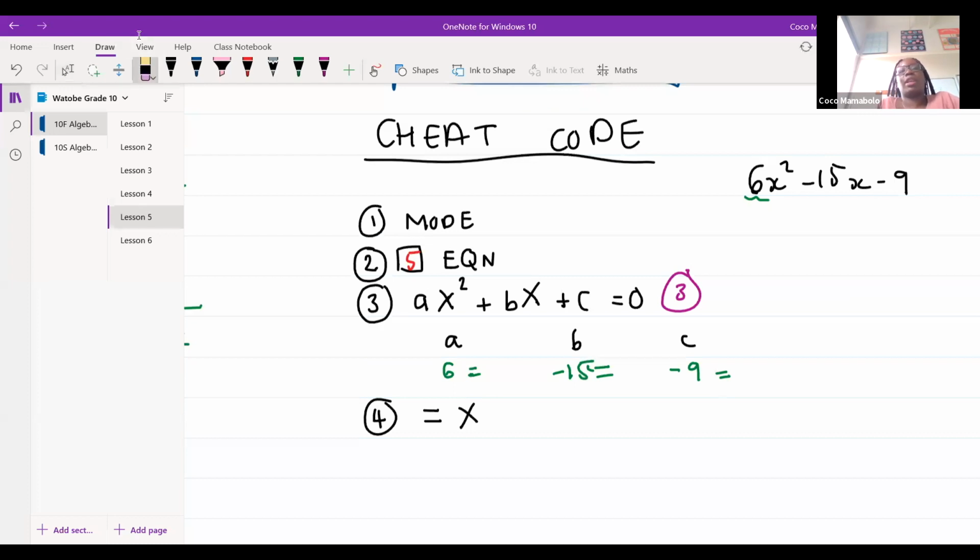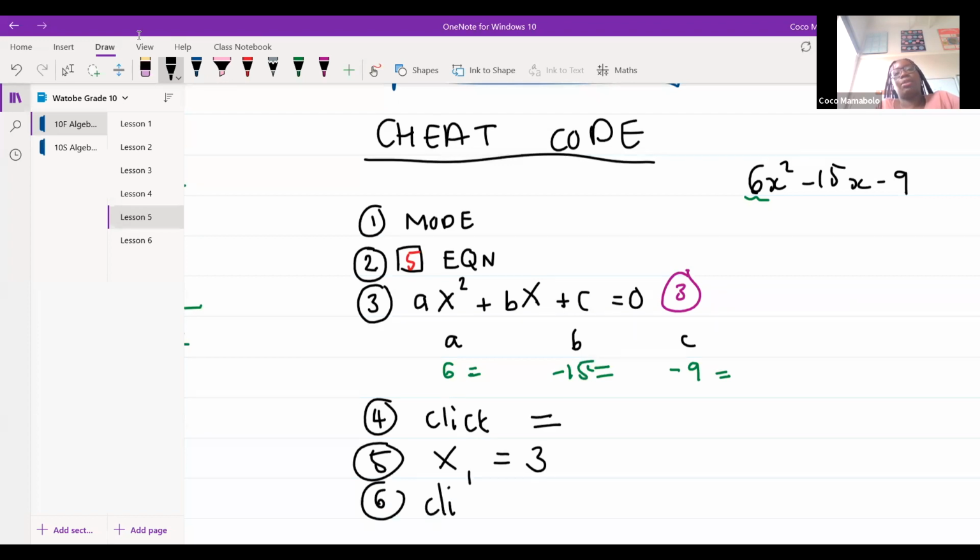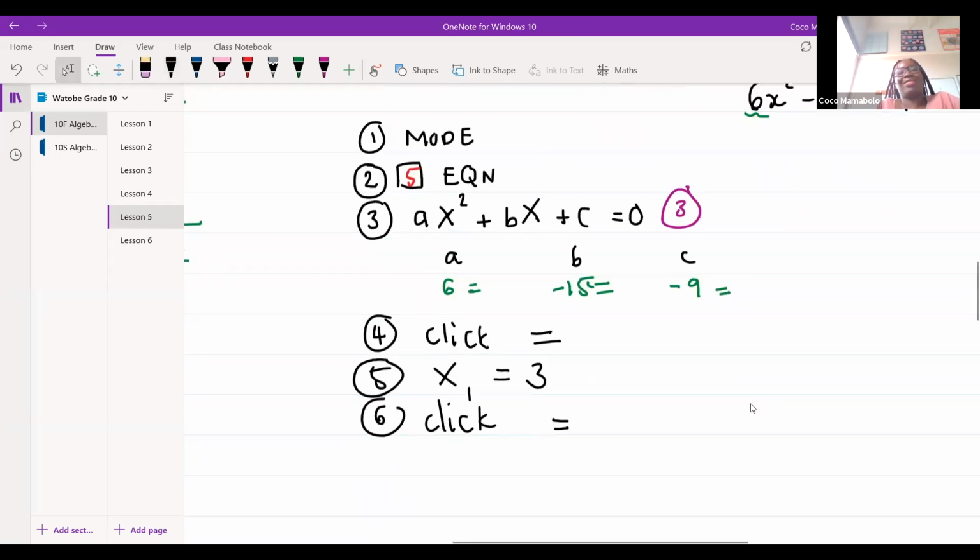Okay, wait, let me do this on the next line. Let me write here. Click equals. Then your calculator is going to do this. It's going to go x1 is equal to 3. And then you click equals again. Click equals. And your calculator is going to go x2. x2 is equal to negative 1/2.